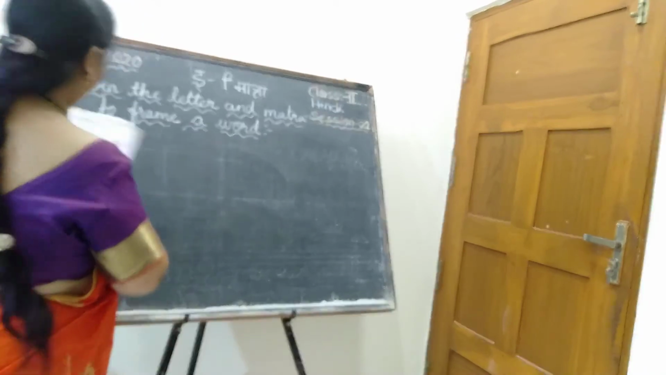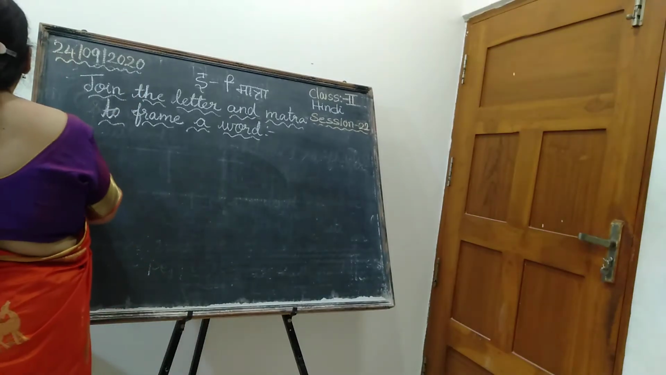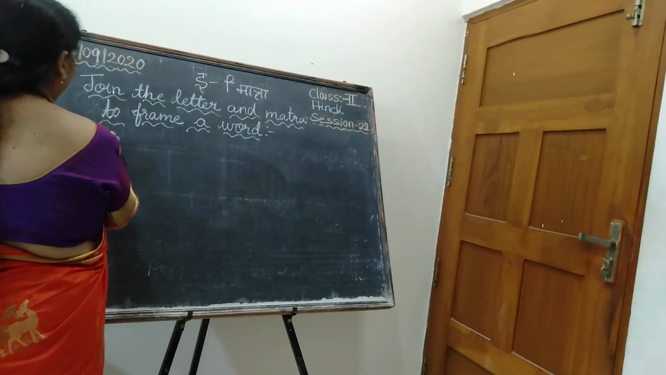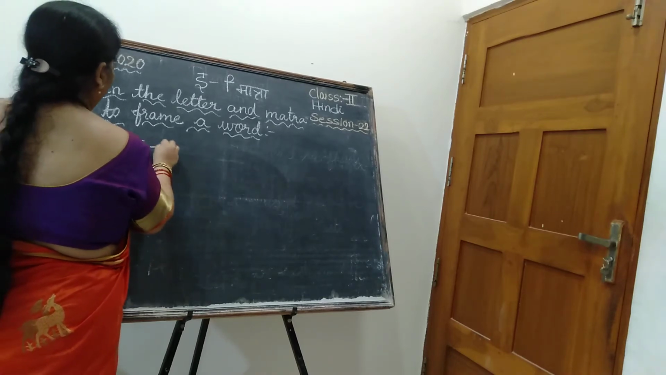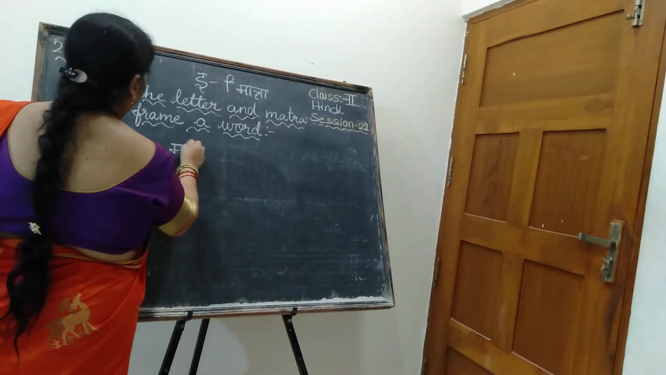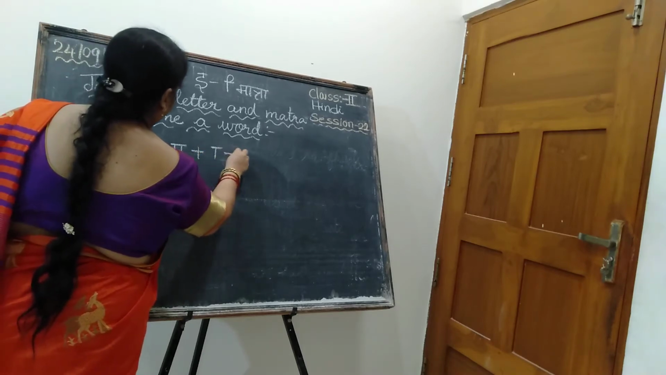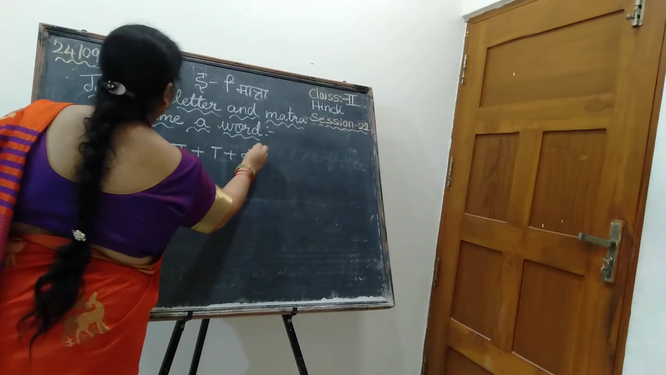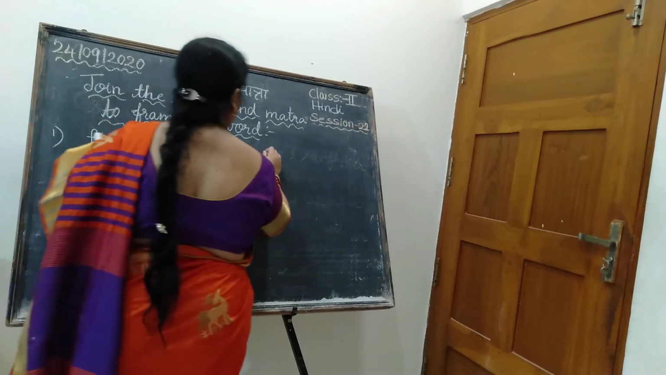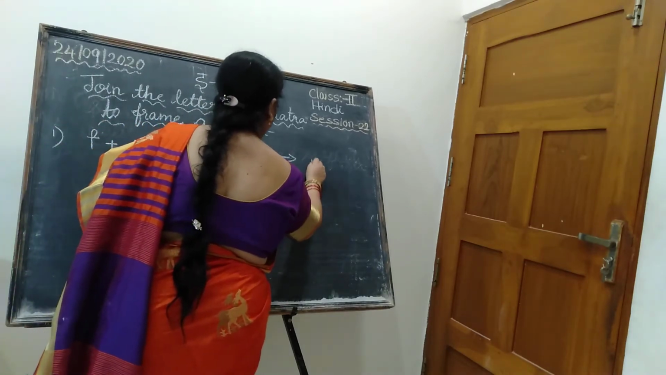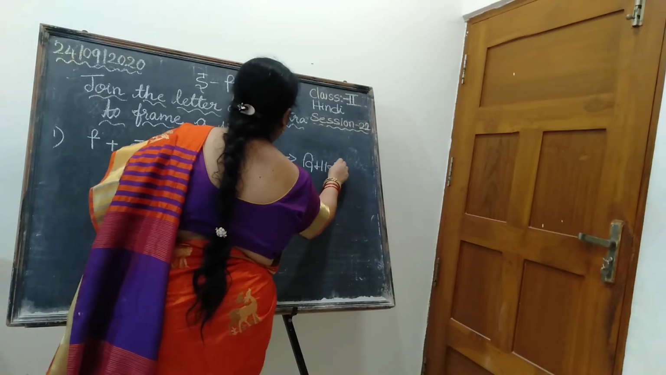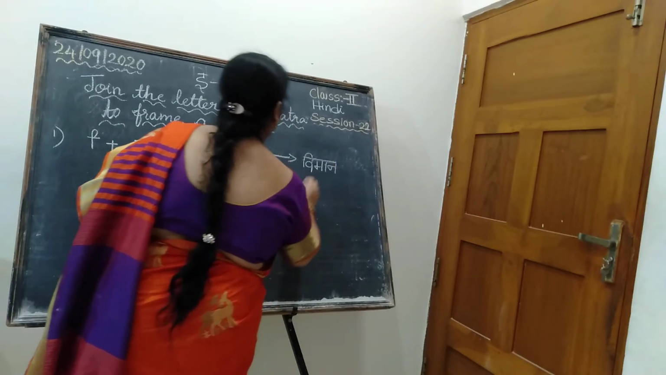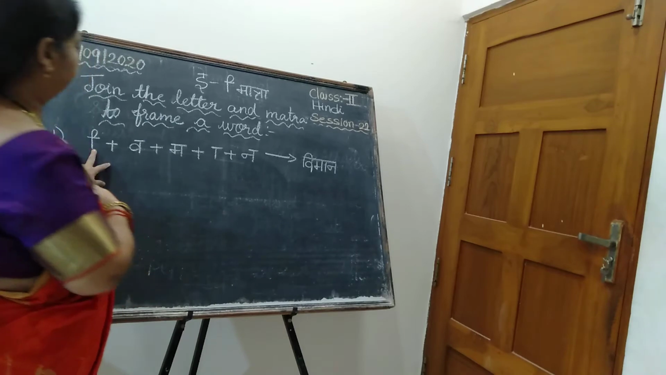Okay, now the first word. Look at here, first one I am giving you. Viman. Choti ki matra plus va plus ma plus a matra plus na. Now what is this? Which word is it? Yes. How to say? Va with choti ki matra is vi, ma with a matra is ma, na. Viman.